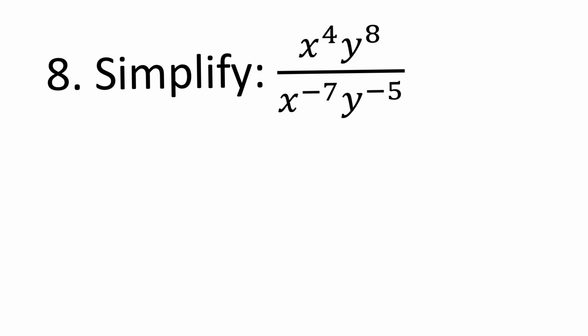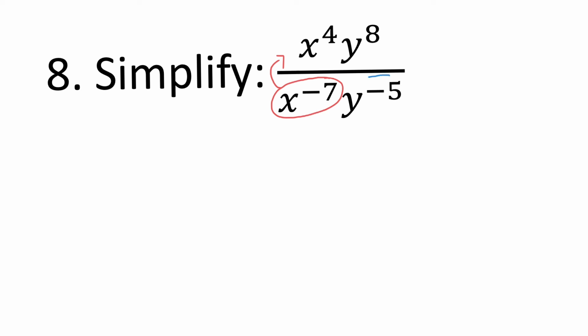Number 8, again, you have a fraction. You want to simplify, but notice we have negative exponents. So the negative exponents, we have to make them positive. So we're going to have to use the properties of exponents. Anything that has a negative exponent, you're going to have to move it to the other side of the fraction. So I'm looking at the bottom, x to the negative 7 exponent. That one, I'm going to move it to the opposite side. So I'm going to take it to the top.